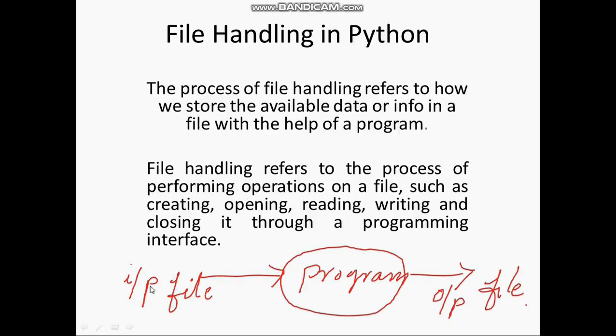The data to be given as an input is stored in an input file. And after executing the program, this program generates the output. It is stored in an output file. Even after closing the program, you can get back the data which is given as an input by opening the input file. You can open the results stored in an output file. So this is the concept of file handling.